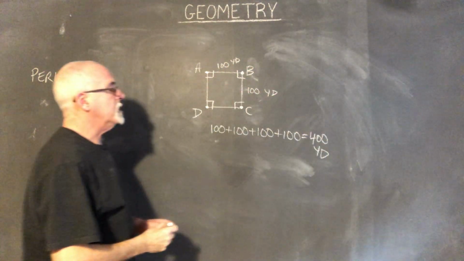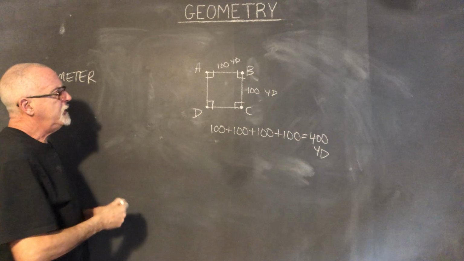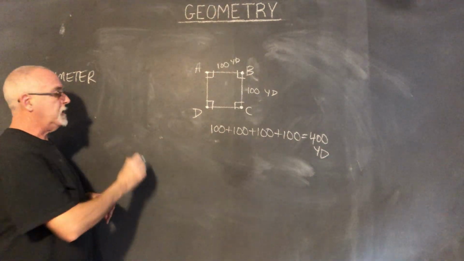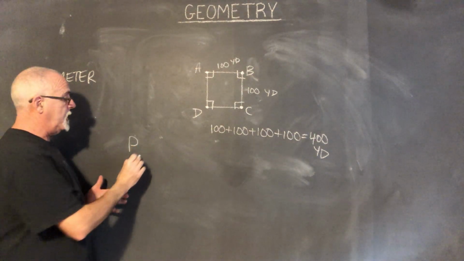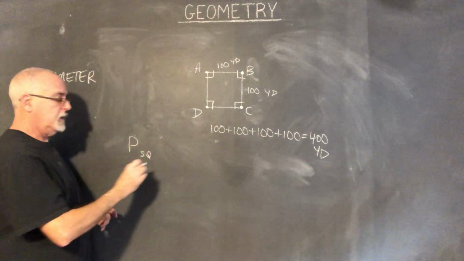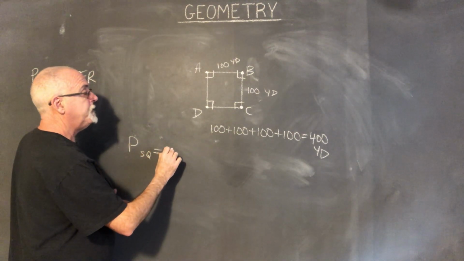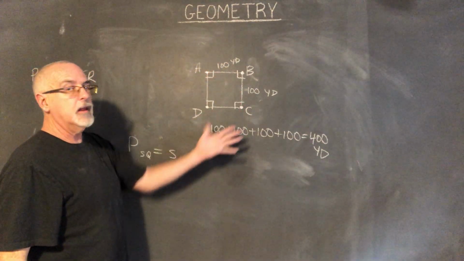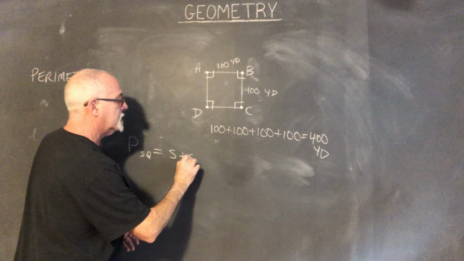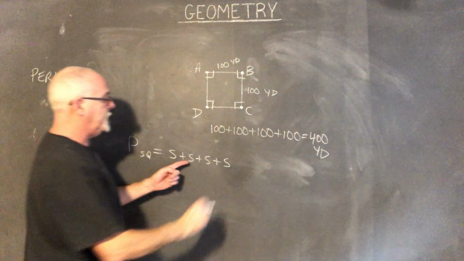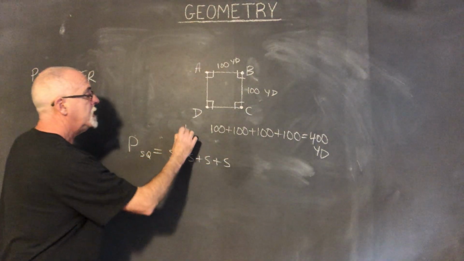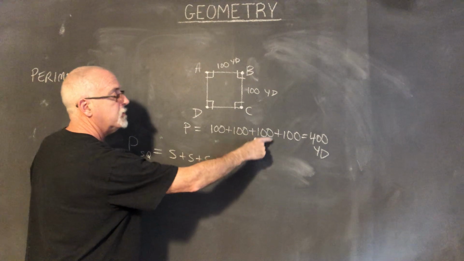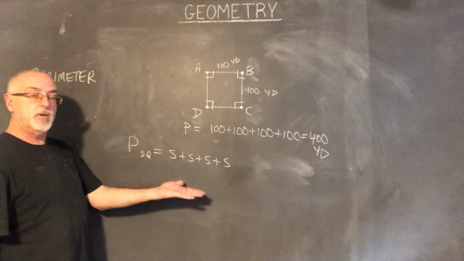That's one way of doing it, but we can also say that, let's say we want to make a formula for this. The perimeter of a square is equal to side length, which is S, what we use to give the side length of the square, plus S plus S plus S. Well, that's the formula I just used. Perimeter equals 100 plus 100 plus 100 plus 100, and it ends up being 400 yards.